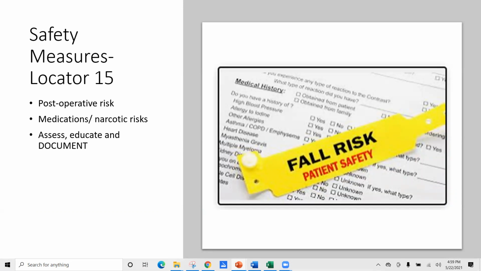Locator 15 is related to safety measures. Remember that most of our patients are fall risk. They're coming out of surgery and they're on narcotics. So that makes them a pretty high fall risk. So please assess those safety features or measures in the home, educate the patient, and make sure that you're documenting.